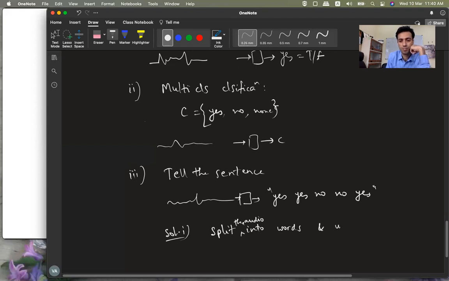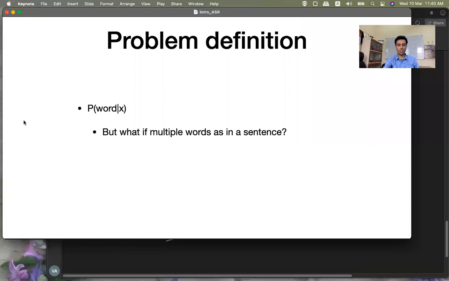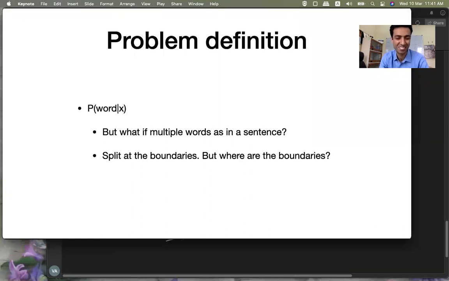And use multi-class classification, right? This is solution 1. Use this for multi-class classification. Okay, this could be one solution, but where are the boundaries? Nobody is going to tell you where the boundaries are, right? So that makes the problem difficult.